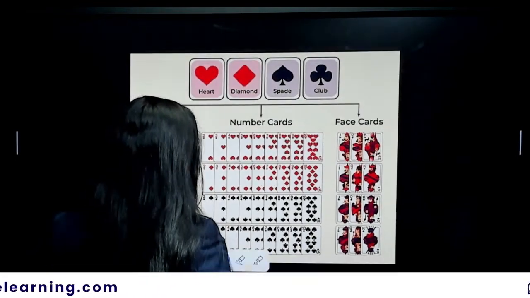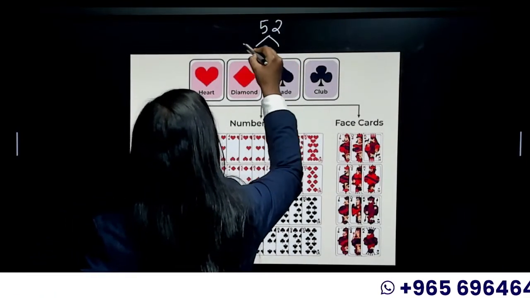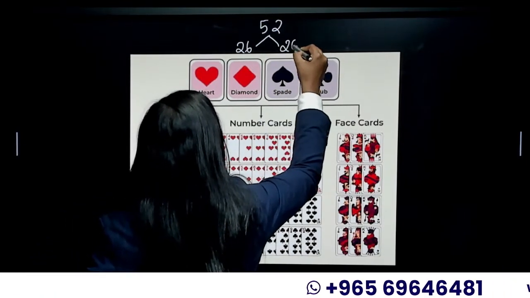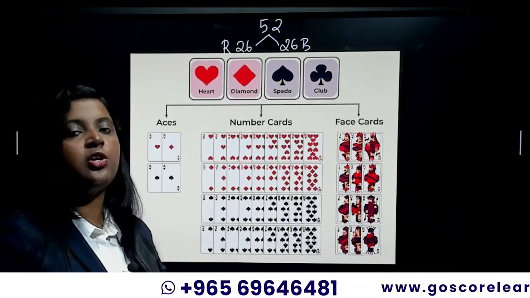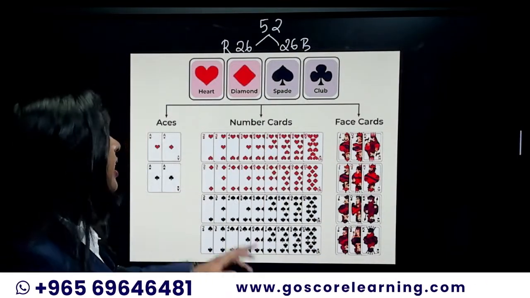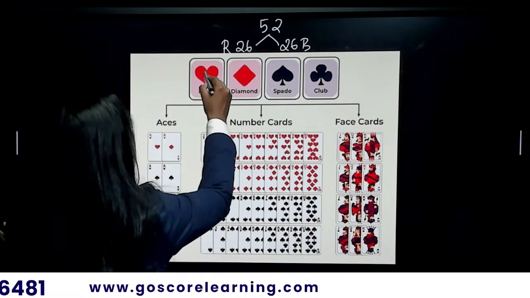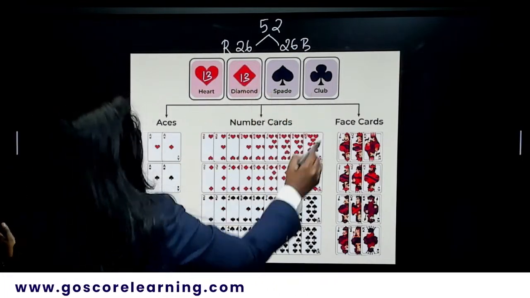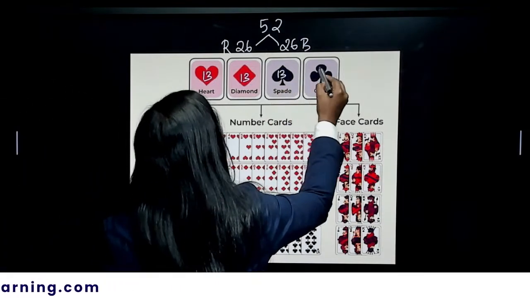You have 52 cards and it is divided into 26 and 26: 26 black and 26 red. It is divided into equal halves. In the red cards, you have heart and diamond, which is 13 each. And in the black cards, you have spade and club, which is also 13 each.